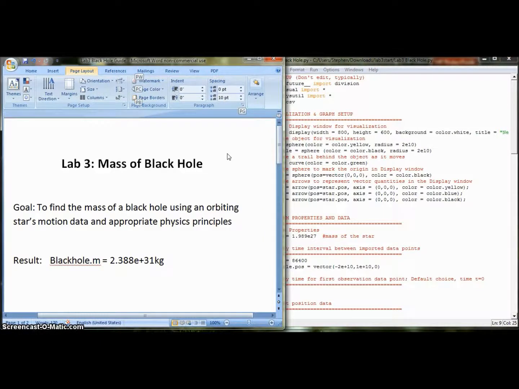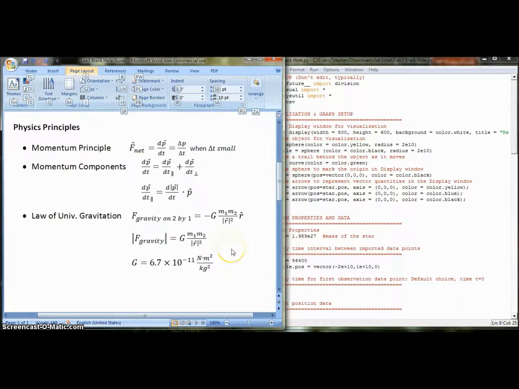The result was that I found the black hole's mass to be equal to 2.388 times 10 to the 31st kilograms. Next, I will show you how I came up with this. Here are some of the physics principles I used in this lab.